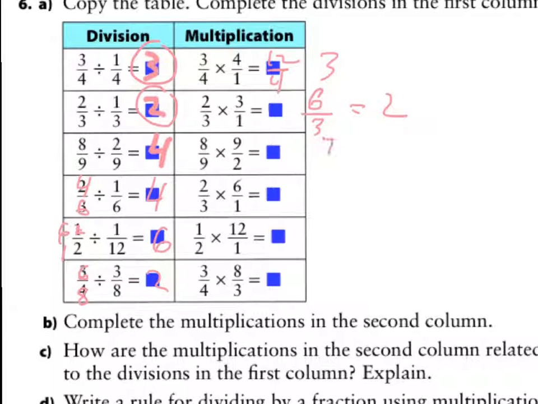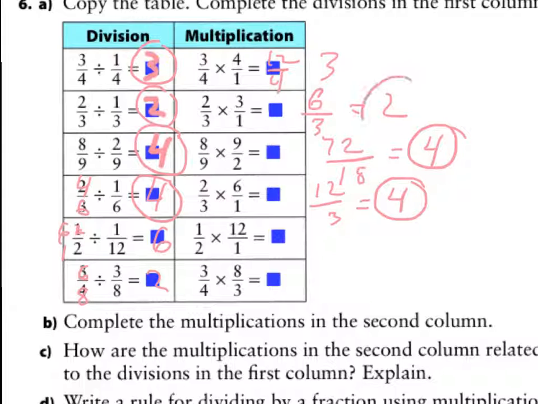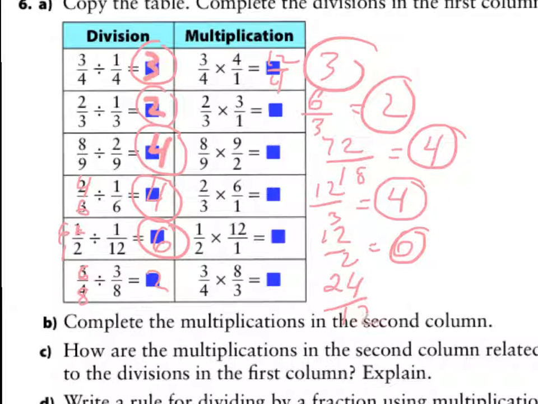9 times 8 is 72. 9 times 2 is 18. 72 divided by 18 is 4, just like over here. 2 times 6 is 12. 3 times 1 is 3. 4. Got 4 over here. Got 4 over here. Down here, 12 over 2. 6. 3 times 8 is 24. Over 12. 2. So you get the same answers on the multiplication side.